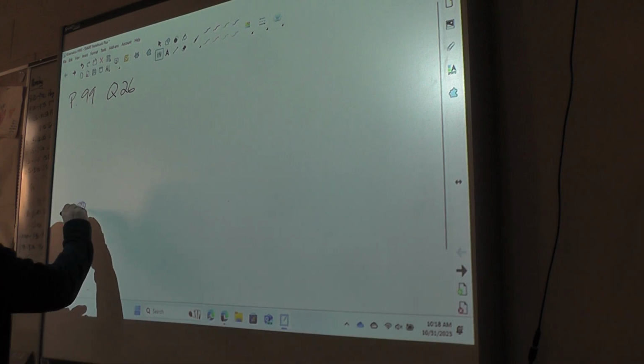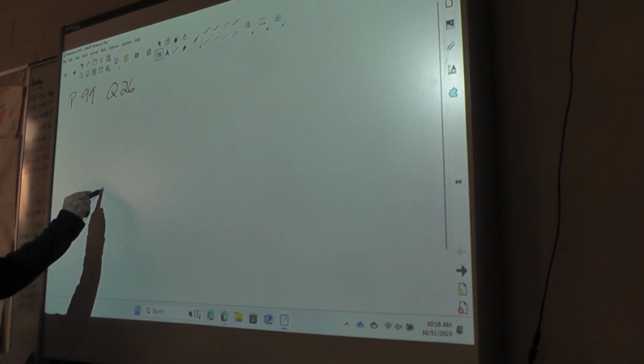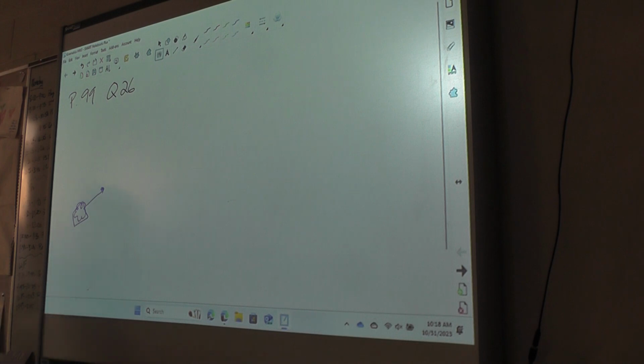It gets fired off at an angle like this. And I drew an arrow here. That arrow is an arrow. It's not a vector. We can't draw vectors.